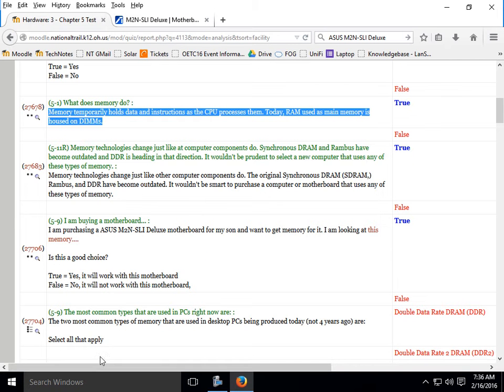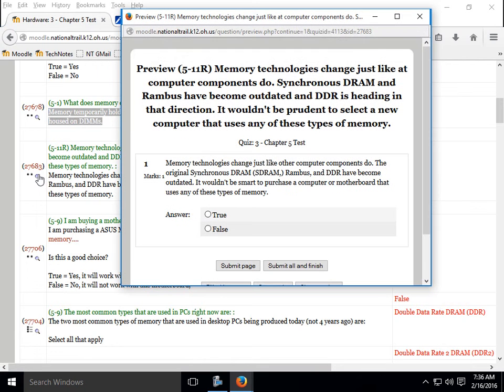Okay, we'll just keep going. Memory technologies change just like computer components do. The original synchronous SDRAM, RAM bus, and DDR have been outdated. It wouldn't be smart to purchase a motherboard that uses any of these. That's true. You don't want old DRAM, you don't want RAM bus, you want DDR, right? We said what you really want to buy is DDR3 or DDR4 PCs. Okay? Anything else would be buying something outdated.